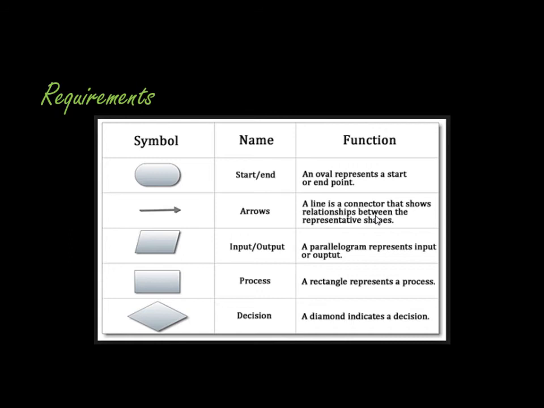The arrows indicate what direction we're going. This is an input-output. Here's a process that has to be done. Maybe a decision. And here's the decision. So if you can get comfortable with these 5 symbols, that's all you're going to have to do for flowcharting.